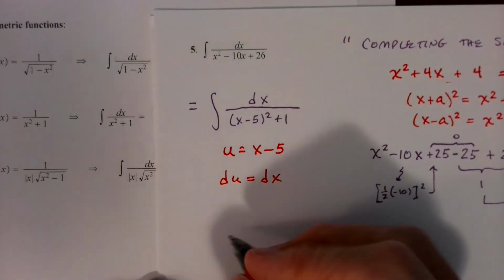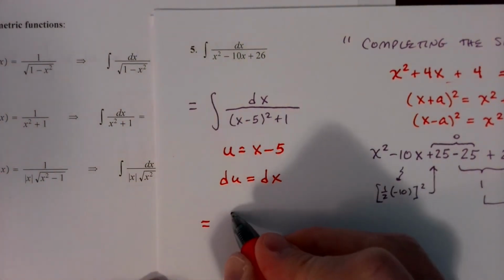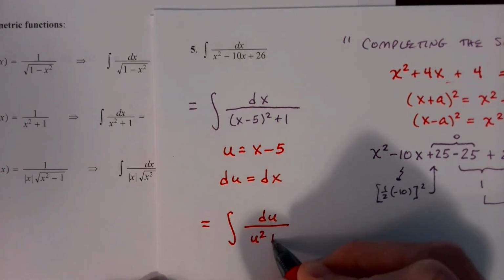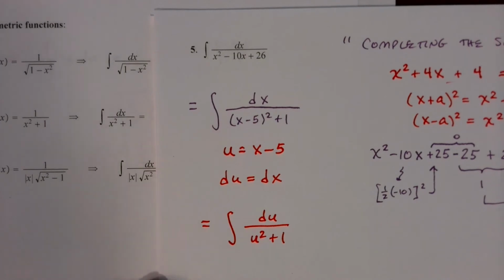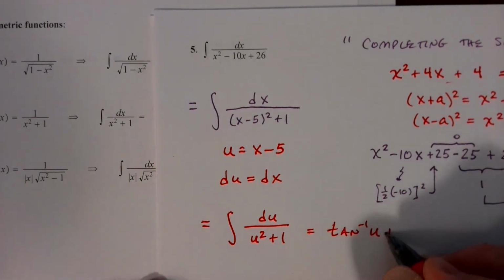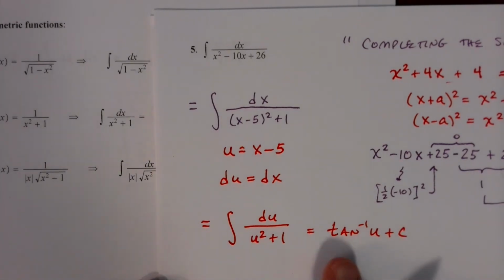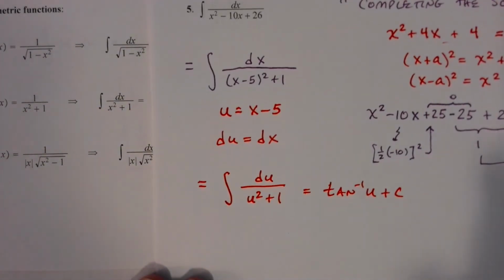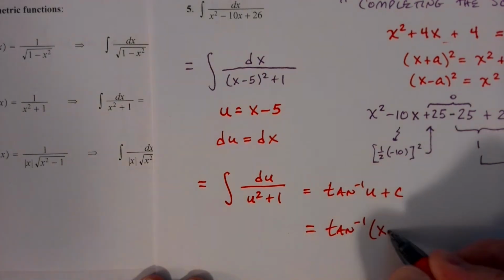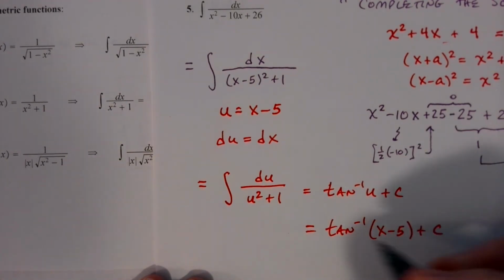Right? And so our integral becomes, the integral dx is the same as du, of u squared plus 1, which is the inverse tangent of u plus c. And then again, I go back to u, which is x minus 5. And so I have tangent inverse x minus 5 plus c.